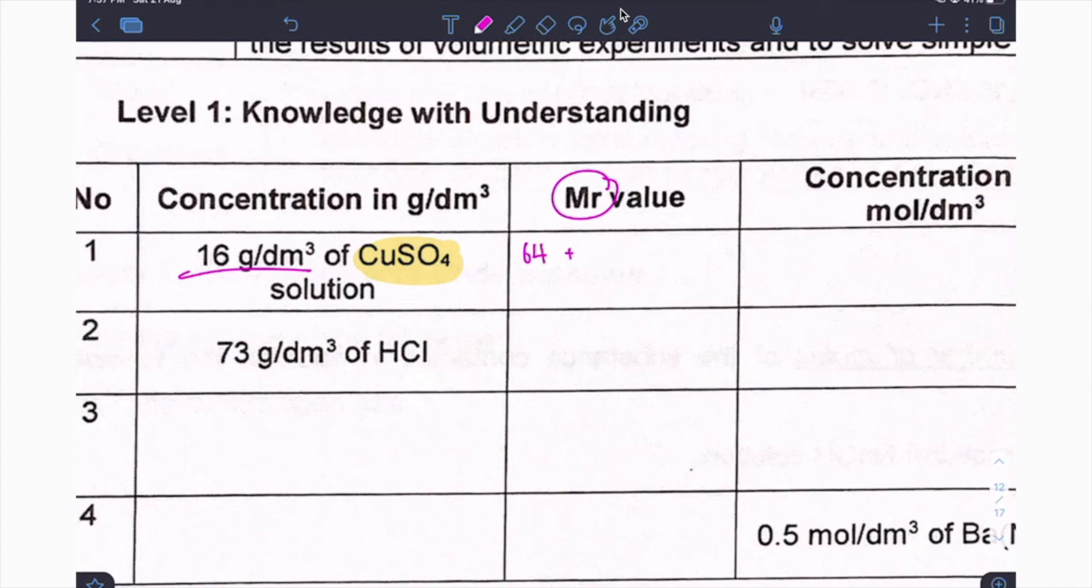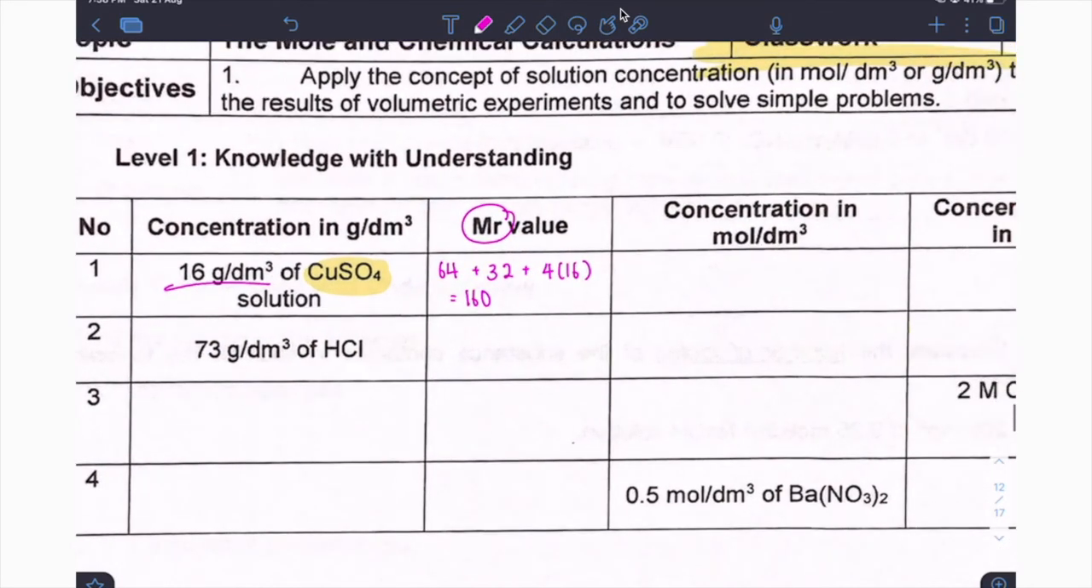Okay, and then you're going to add the mass of sulfur, which is 32, plus 4 oxygens. Alright, so you're going to very quickly calculate this using your calculator. And your answer is going to be 160. Alright, so for MR, it's not that hard to calculate.